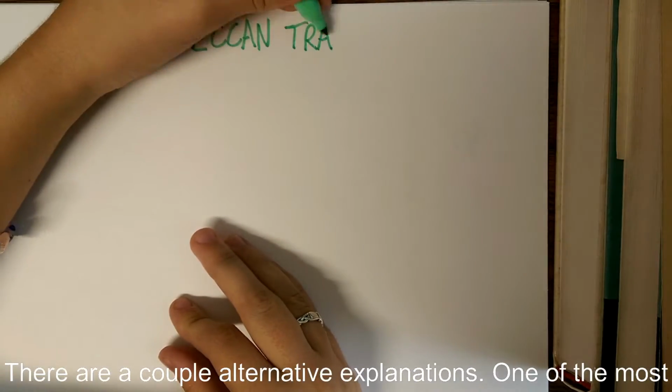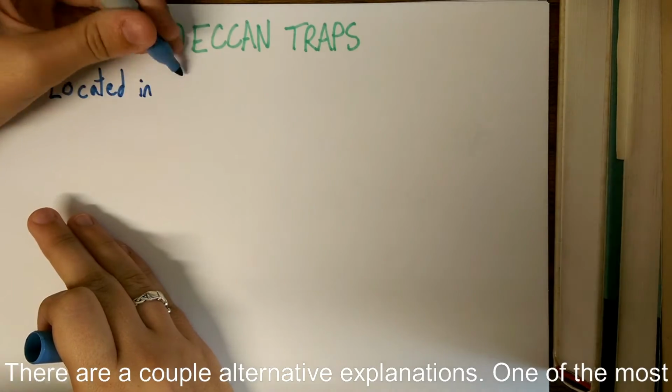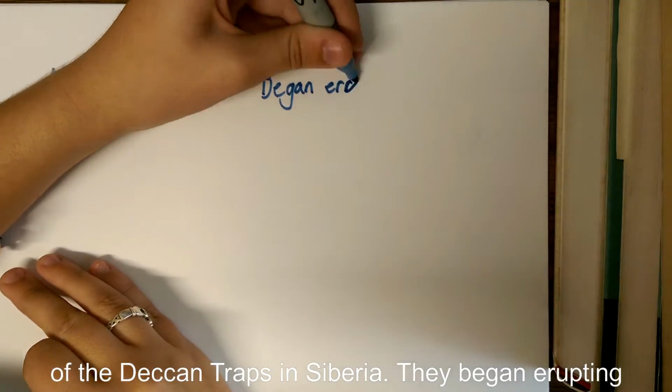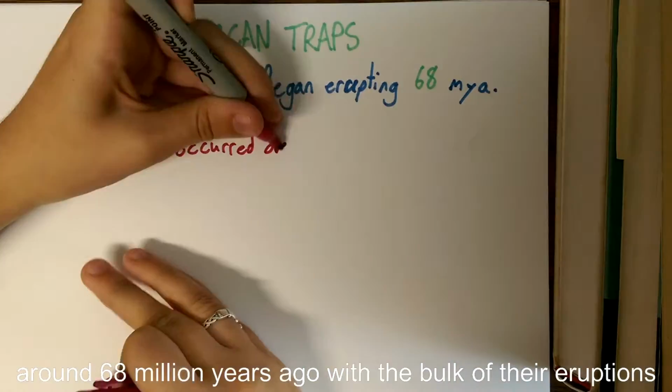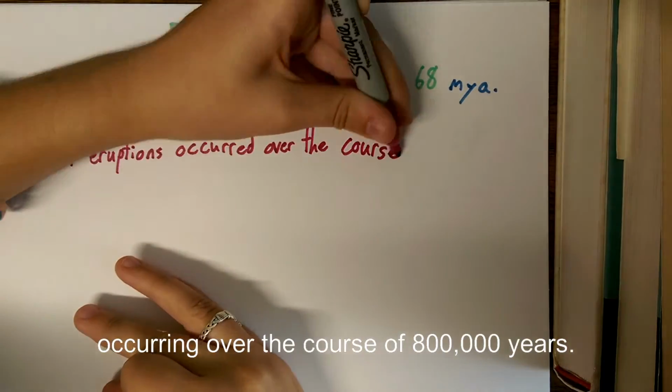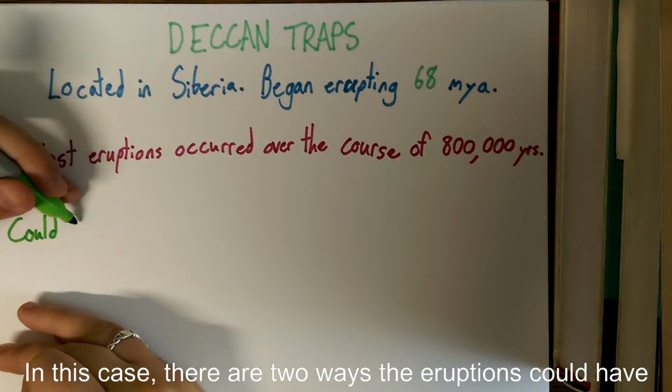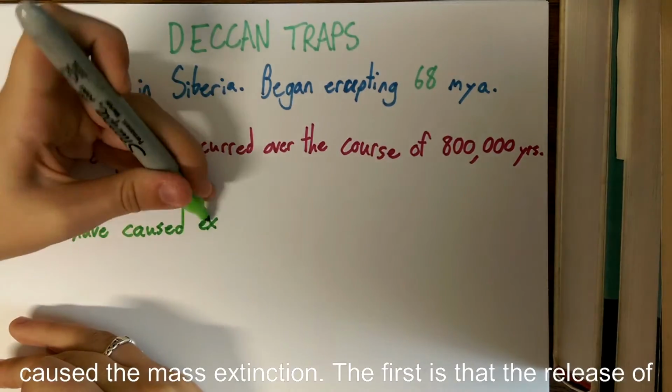There are several alternative explanations. One of the most supported alternative explanations is the eruption of the Deccan Traps in Siberia. They began erupting around 68 million years ago, with the bulk of their eruptions occurring over the course of 800,000 years. In this case, there are two ways the eruptions could have caused the mass extinction.